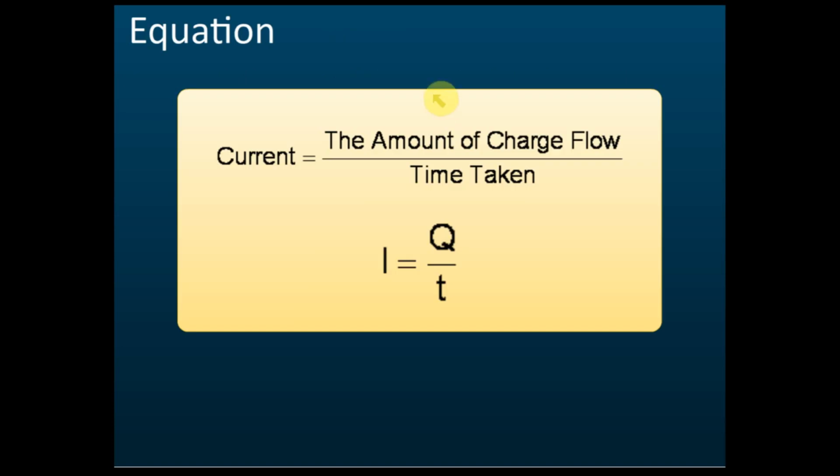In equations, we write current equals the amount of charge flow divided by time, or the formula I equals Q over T. So this is the equation or the formula for current. Amount of charge divided by time taken. Q is the amount of charge and T is the time taken. I is current.